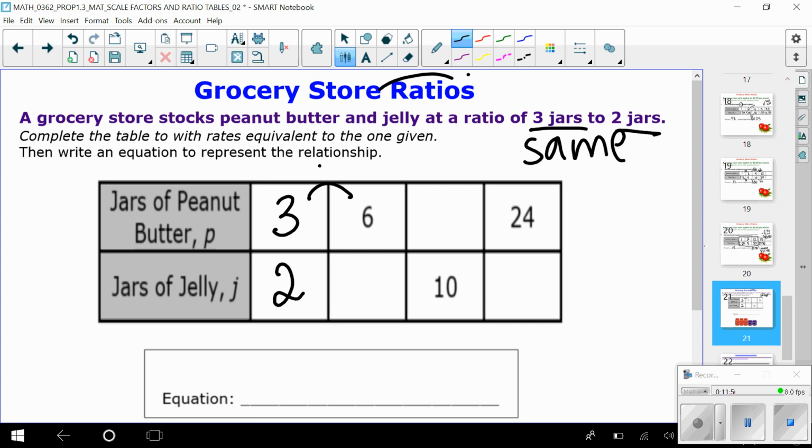So I have 3 times 2 gets me 6. So the relationship down here would be 2 times 2, which would give me 4. So for 6 jars of peanut butter, I'd have 4 jars of jelly. Okay? So then I want to fill in this table. So 3 to here, right?